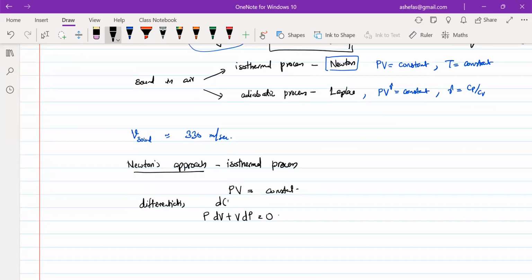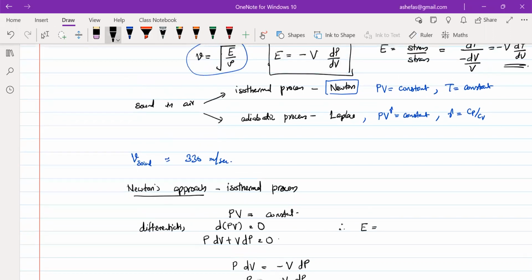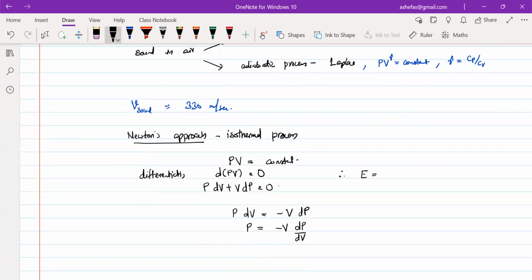Differentiating on both sides, the differential of PV is equal to 0, so we can write d of PV. From this we can find the expression P dV equal to minus V dP, or P is equal to minus V dP by dV. Therefore the modulus of elasticity, or the bulk modulus E, which is minus V dP by dV, is simply equal to pressure.